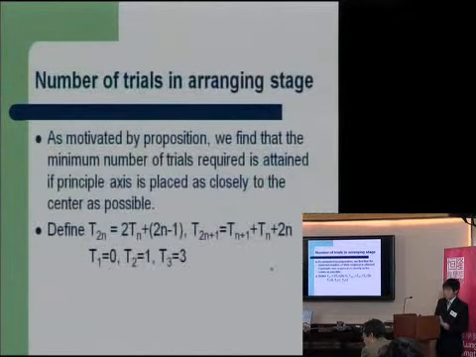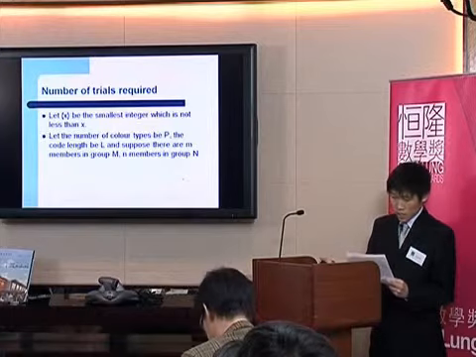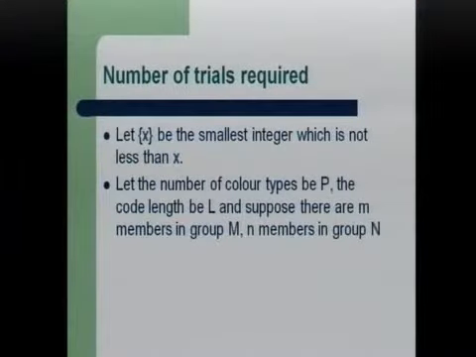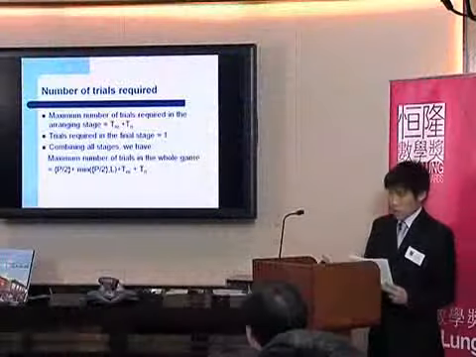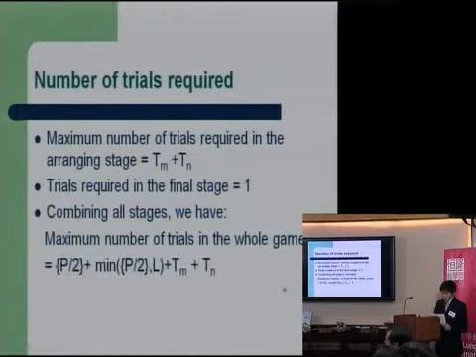Now, as we know that the principal axis should be placed at the middle, we can define the sequence Tn by the expression that appeared in the previous proof. Lastly, we want to find out how many trials we need in order to break the whole code. If there are p types of color and the code length is L, then according to our algorithm, the total number of trials required in every stage can be found. By summing up the number of trials in every stage, we get the maximum number of trials in the whole game to be this formula.